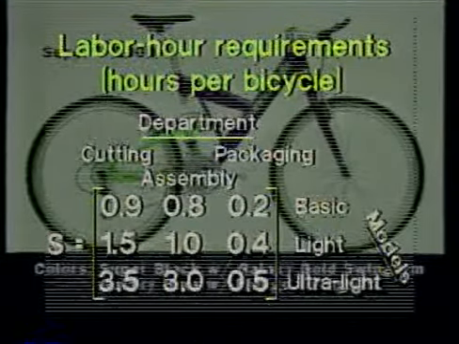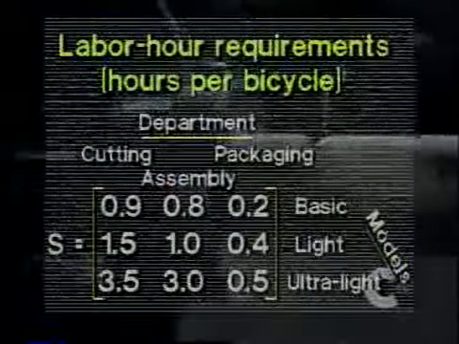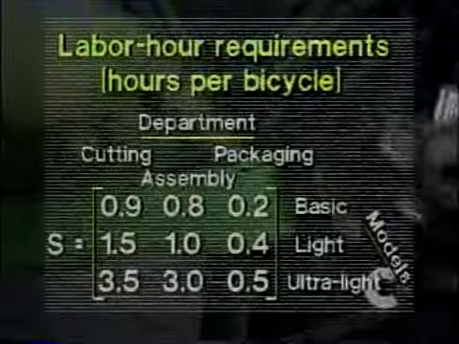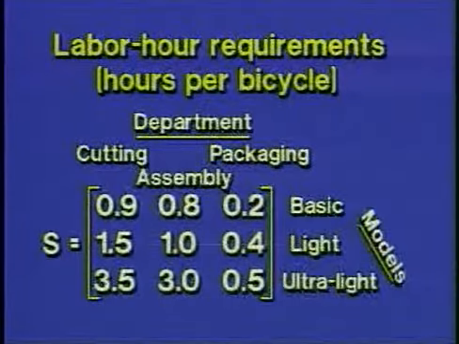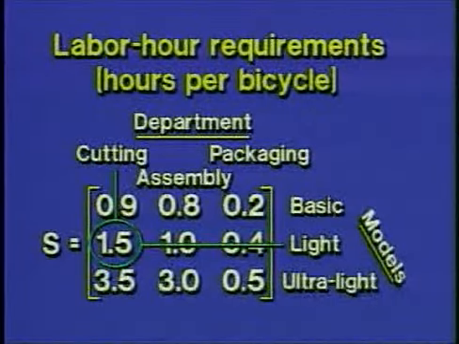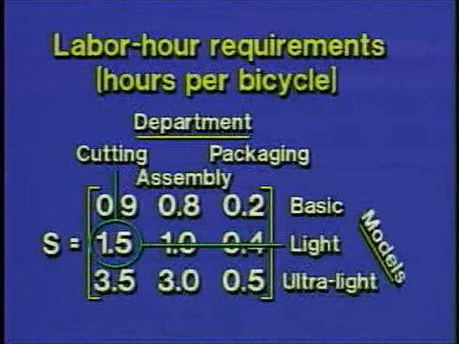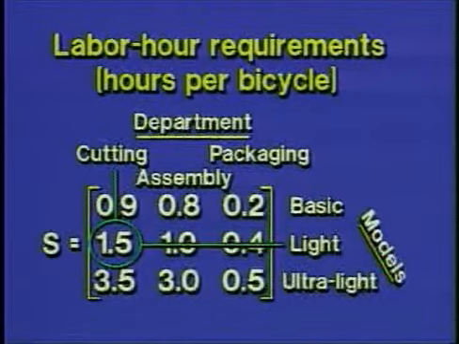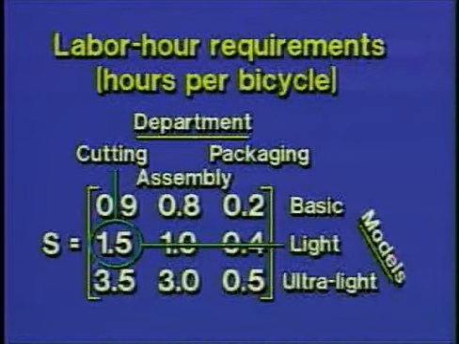If we want to identify a particular item, like, for example, the number of hours required for cutting a light modeled bicycle, we simply cross-reference within our matrix. You see, we cross-reference the cutting with the light, and we get 1.5, so it would take 1.5 hours of labor to cut a light modeled bicycle.